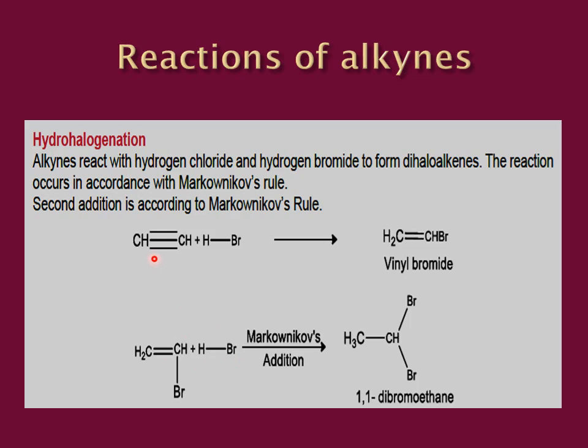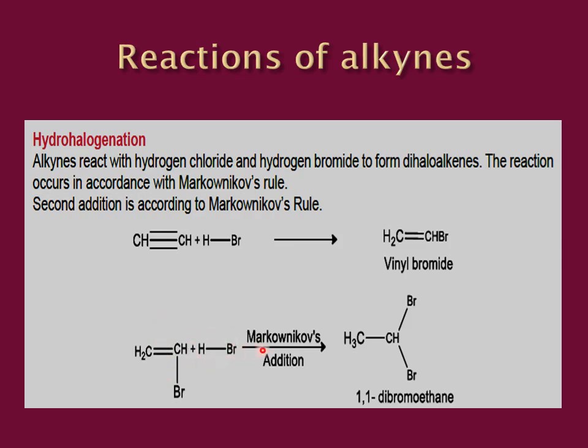In the next step, now we are having an unsymmetrical alkene. It cannot be divided into two equal halves. And also we are having an unsymmetrical reagent. Markovnikov's rule says that the negative part of the reagent is going to attach to that carbon which is having less number of hydrogen atoms.